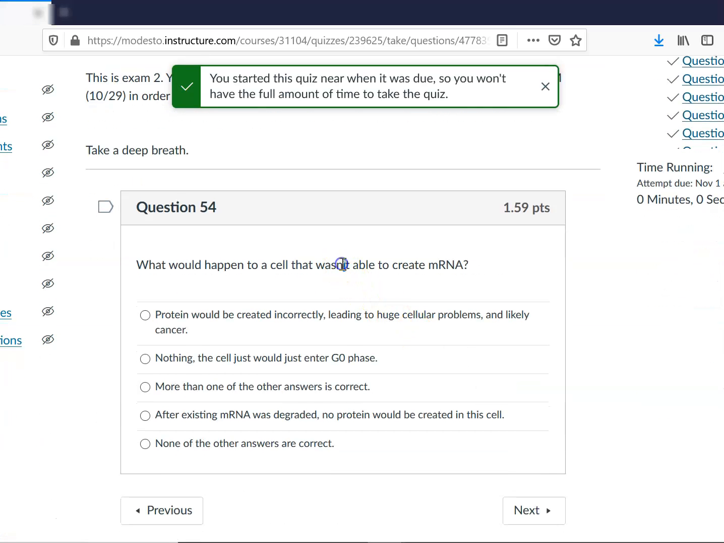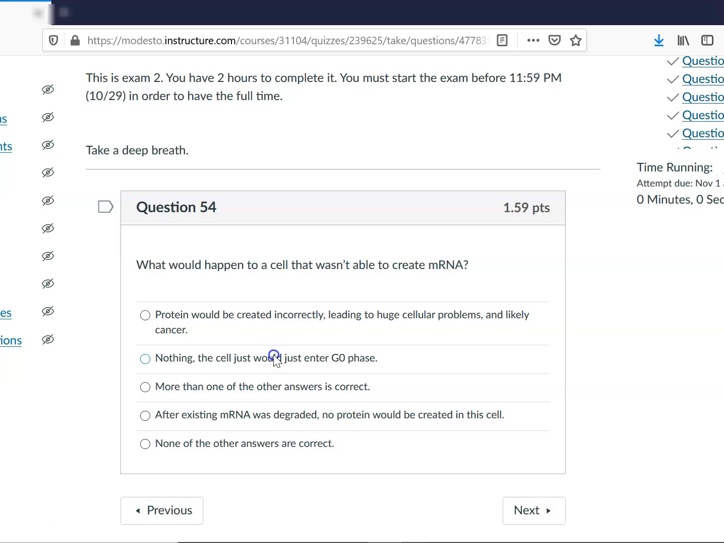What would happen if a cell was unable to create mRNA? Protein would be created incorrectly? Not necessarily. Nothing. The cell would just enter G0? No. After existing mRNA was degraded, no protein would be created. Yes, we wouldn't be able to undergo transcription, and so translation would also, by necessity, come to a halt.